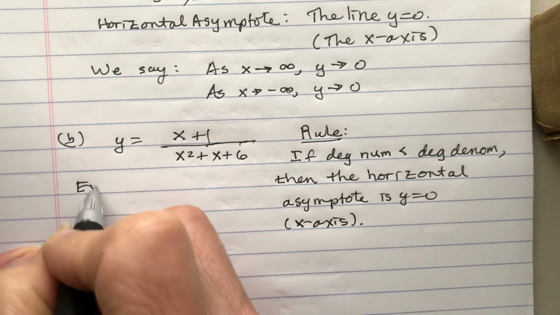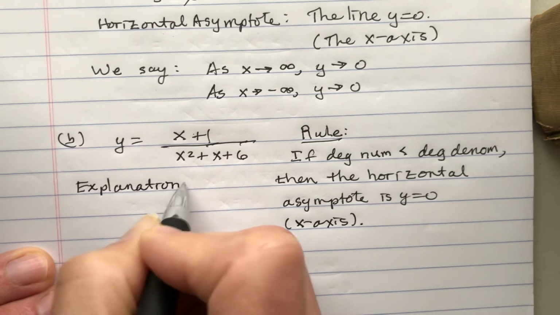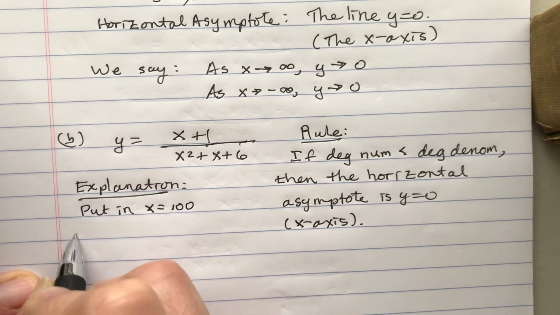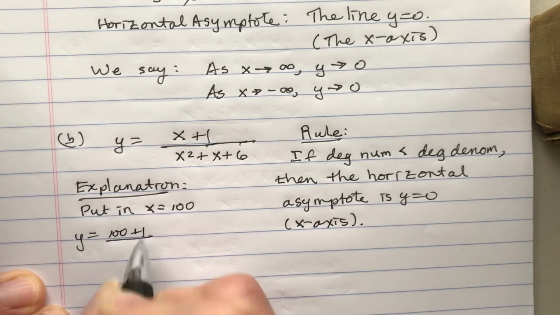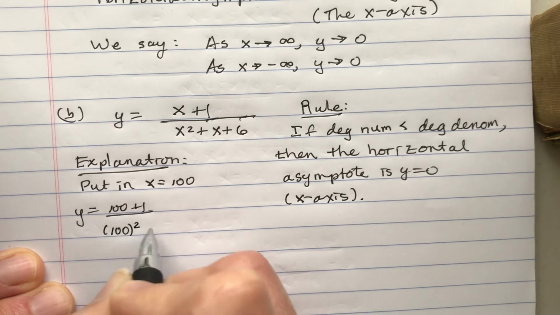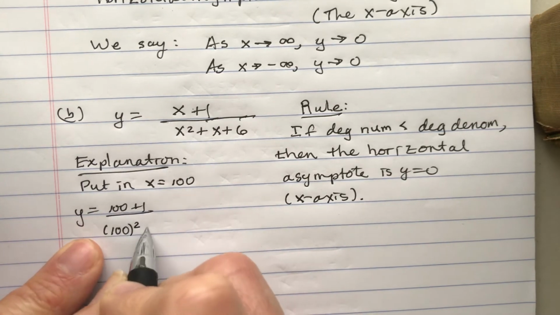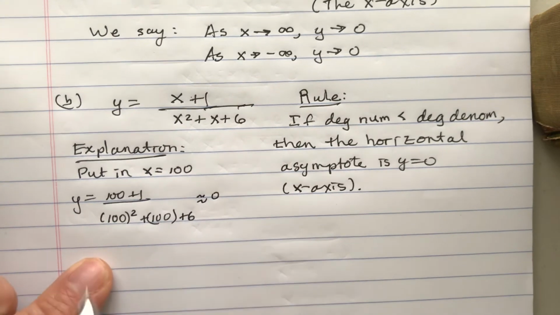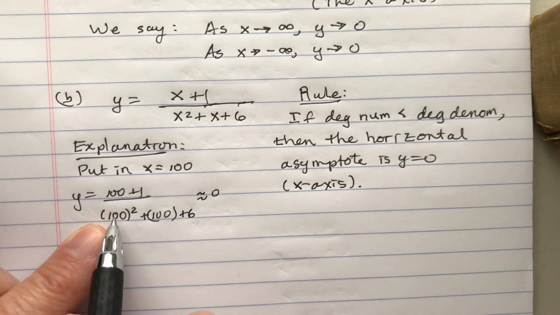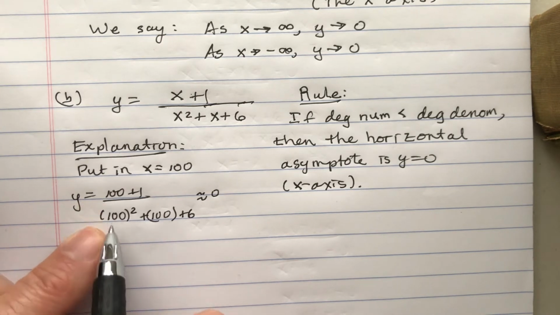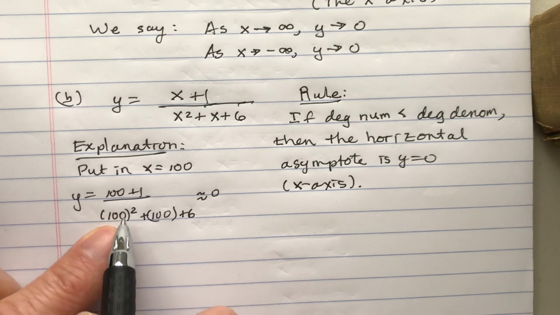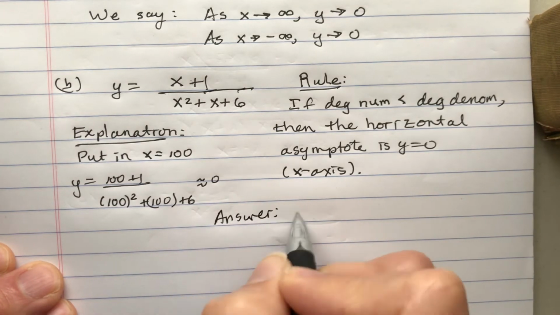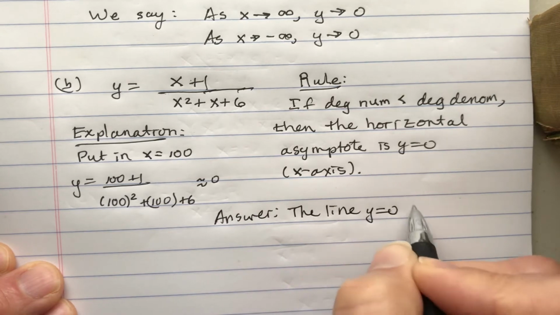So an explanation is, put in x equals, say, 100. y would then be 100 plus 1, which is almost 100. The denominator is 100 squared. It's 100 times more than 100. But this starts getting close to 0. It's just that this guy in the denominator, when you square it, makes it 100 times bigger than 100. If I put in 1 billion, squared is 1 billion times more than 1 billion. So the answer to this problem is the line y equals 0, x-axis.